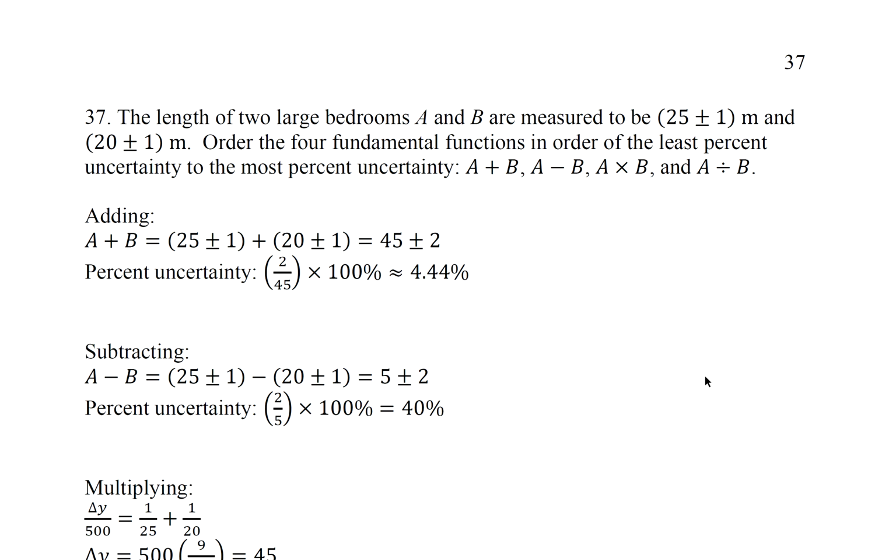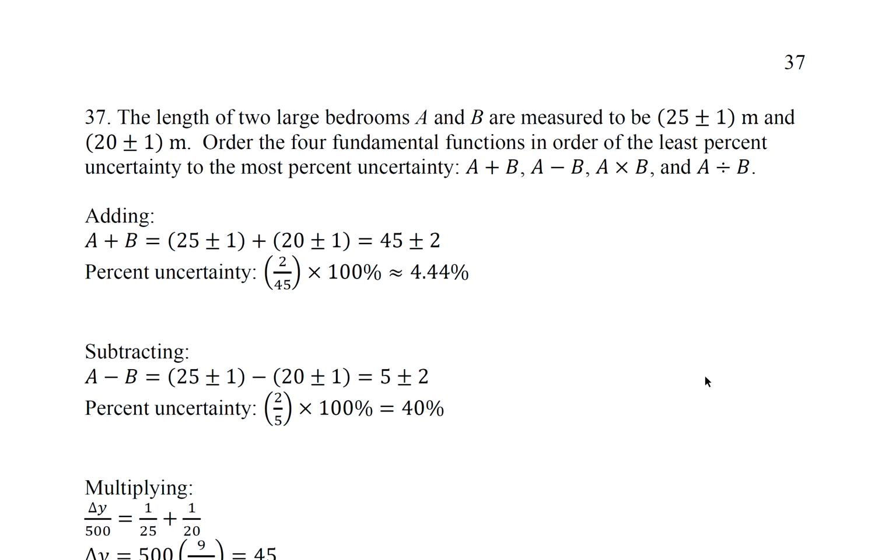Finally, 37. The lengths of two large bedrooms are measured to be 25 plus or minus 1 meter and 20 plus or minus 1 meter. Order the 4 fundamental functions in order of the least percent uncertainty to the most percent uncertainty.